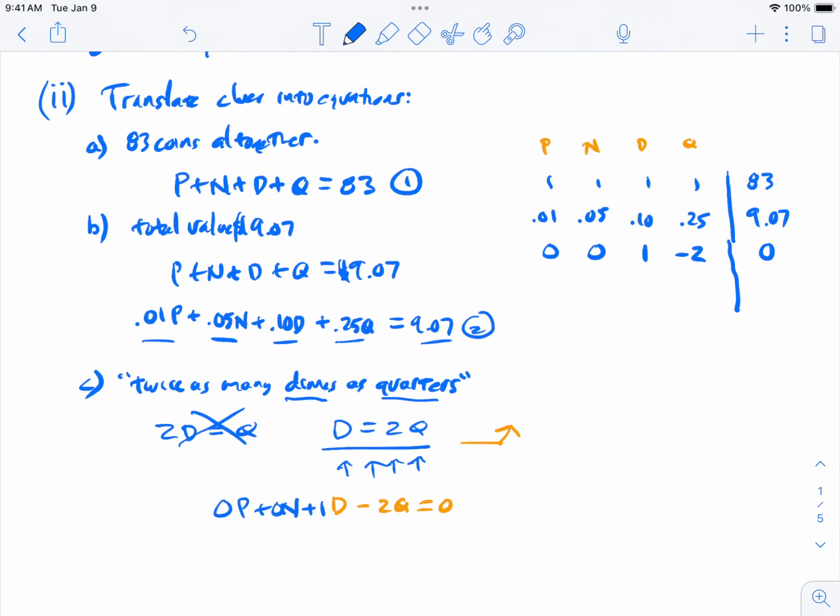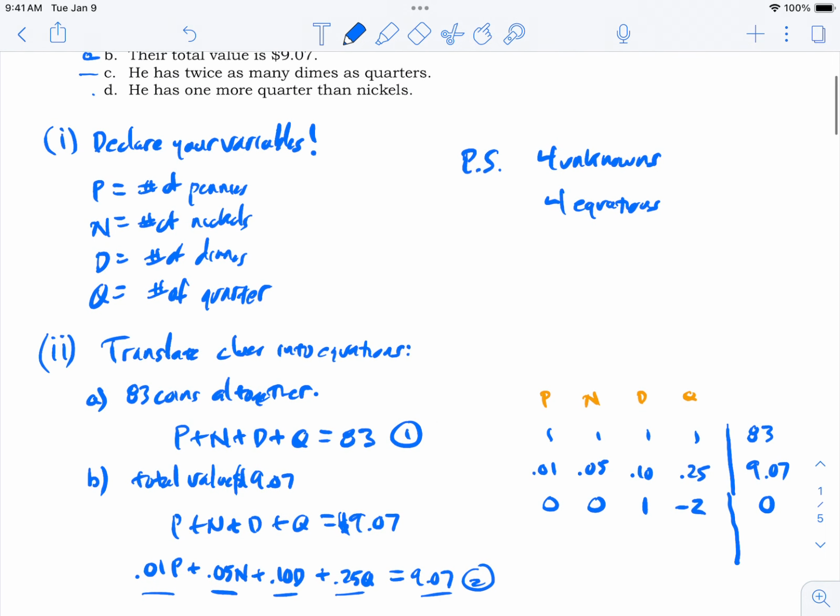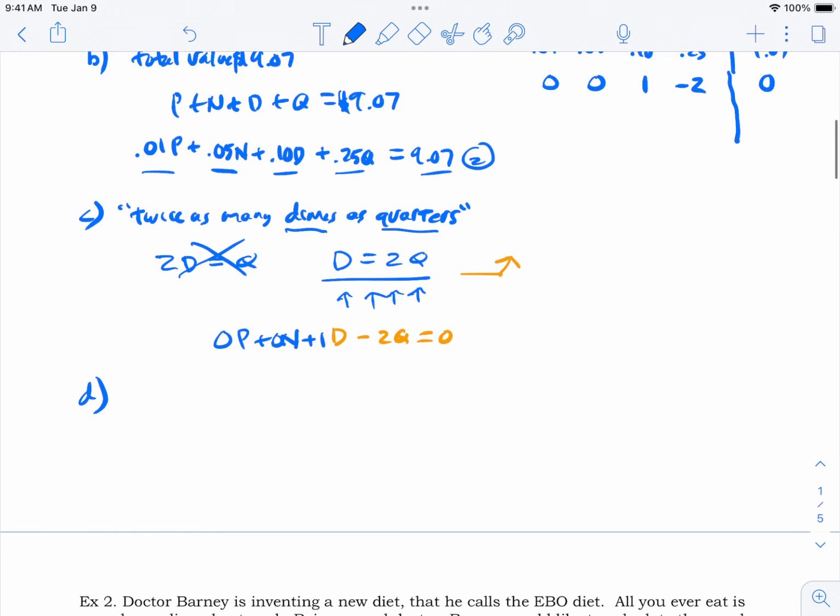Okay, we're on our way. One more clue and we'll have our system. So, what's our other clue? One more quarter than nickels. I invite you to pause for a moment, see if you can write that equation.